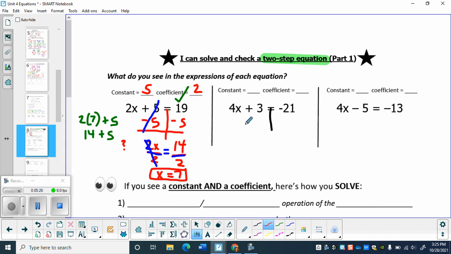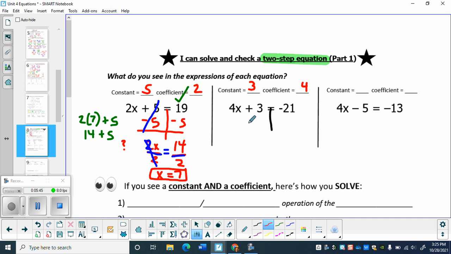And again, we've got two parts. I have a coefficient with my x. The coefficient is a 4. And the number all by itself is this 3. So what we're saying now, y'all, is that if you've got some number times 4 and add 3, you'd be at negative 21. Okay?